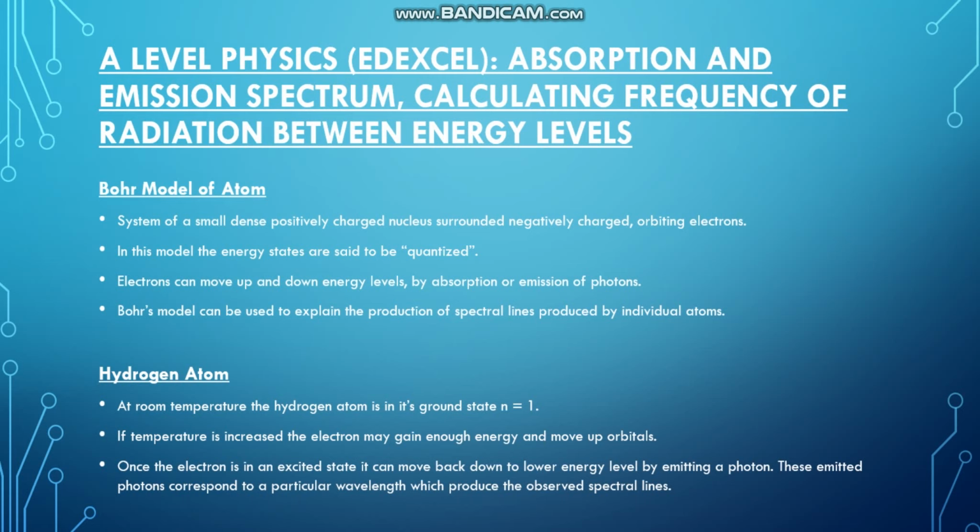So let's take the following hydrogen atom as a given example. At room temperature, the hydrogen atom is in its ground state, which is represented by n equals 1, with n being the principal quantum number. So if the temperature is increased, the electron may gain enough energy to move up orbitals. And once the electron is in an excited state, it can move back down to a lower energy level by emitting a photon. And these emitted photons correspond to a particular wavelength which produce the observed spectral lines.